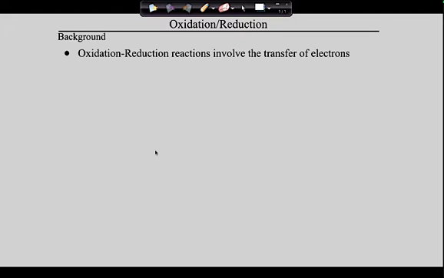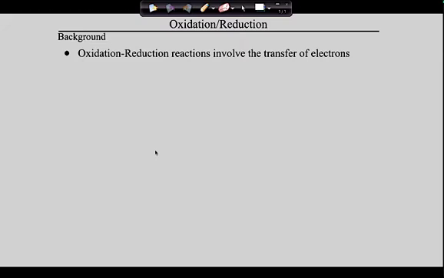Background information. Bottom line, guys, this is it. This is what we're doing for this entire unit. We are chasing electrons. When oxidation reduction reactions take place, electrons are being exchanged.